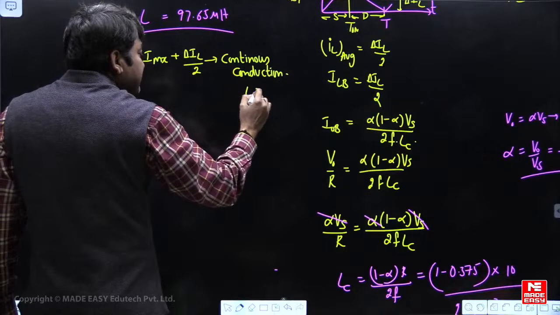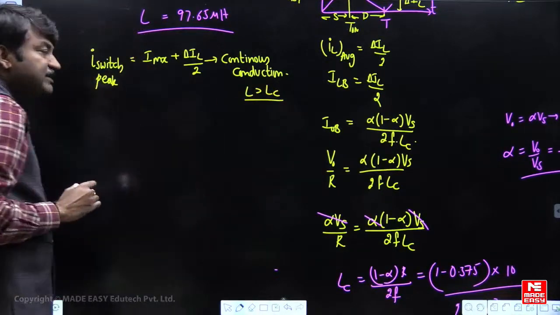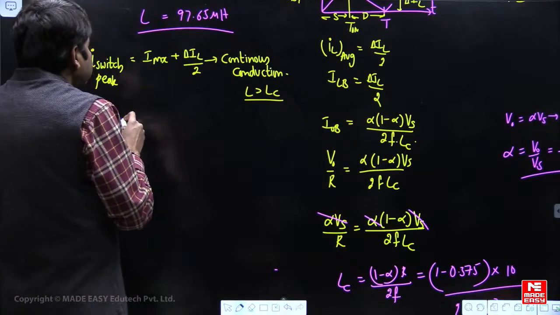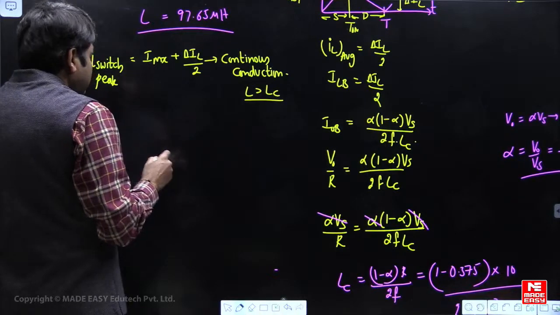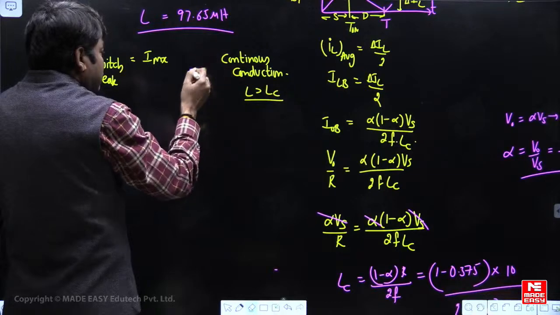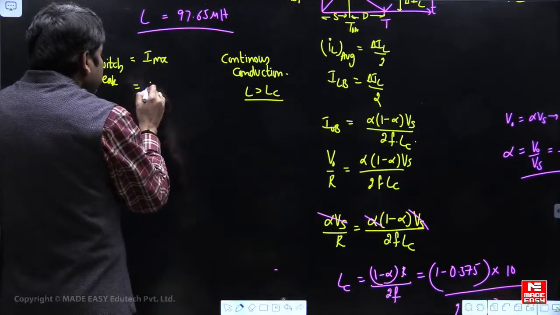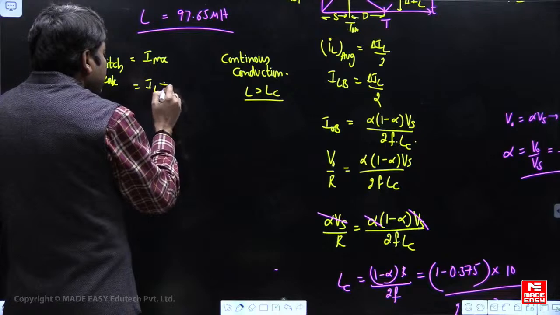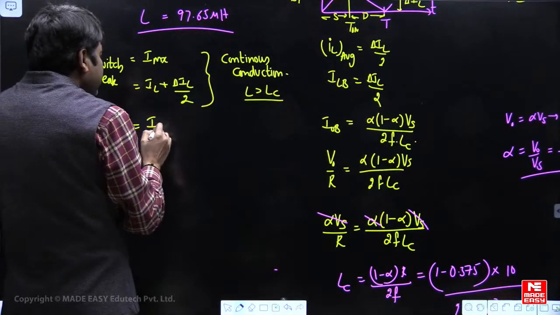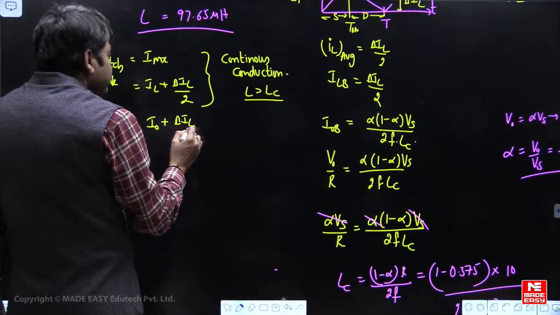See, L is greater than the critical value, so that is why it is continuous conduction. L is 25% greater than the critical value. That is true. So what is I maxima? IL average plus delta L by 2. IL average is I naught plus delta L by 2.